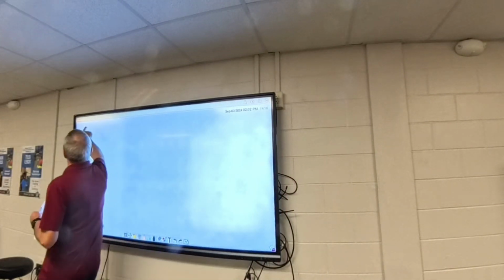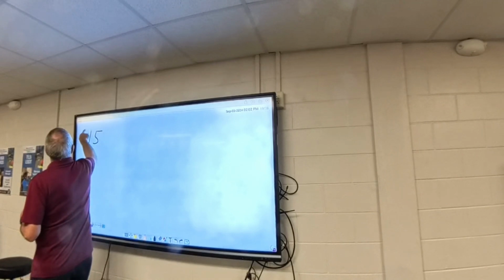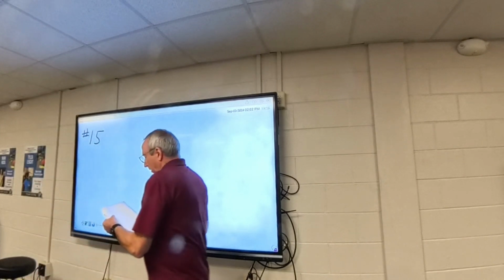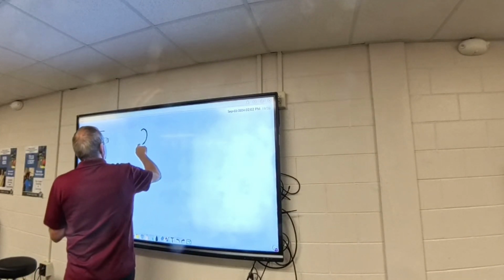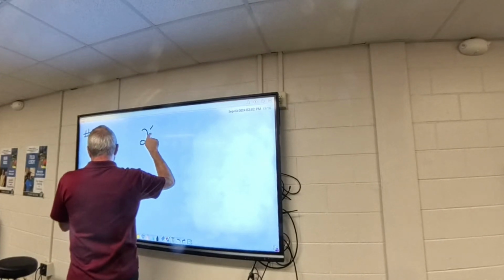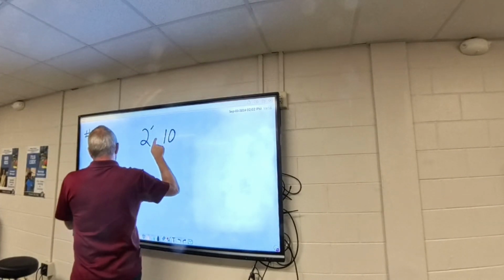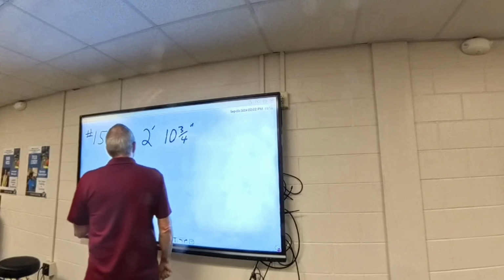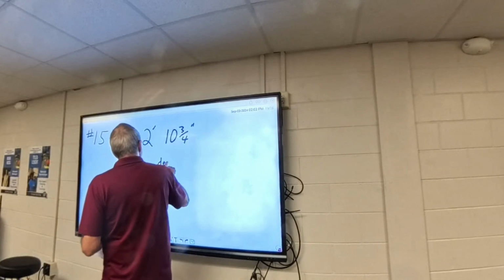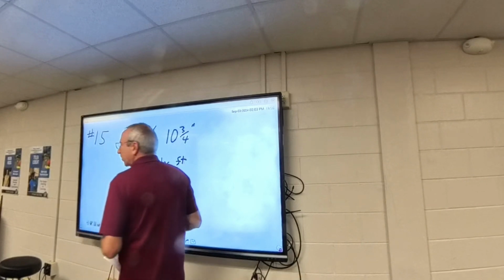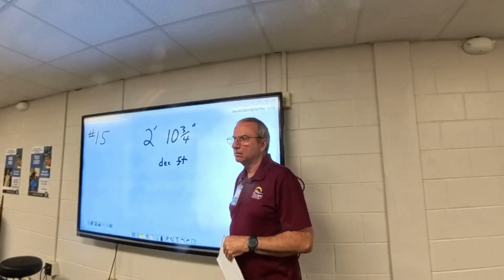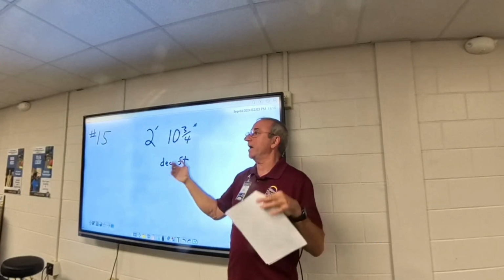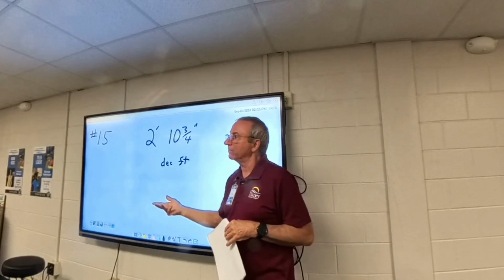Number 15. Anybody have trouble with the last one, number 15? No? Everybody got it? Okay. Well, it says the length of something is 2 feet 10 3/4 inches. And we want decimal feet. What do they mean by decimal feet? They just mean how many feet do I have? Do I have 2 feet? Do I have 2.5 feet? If it's 2.5, it'd be 2.5, right?